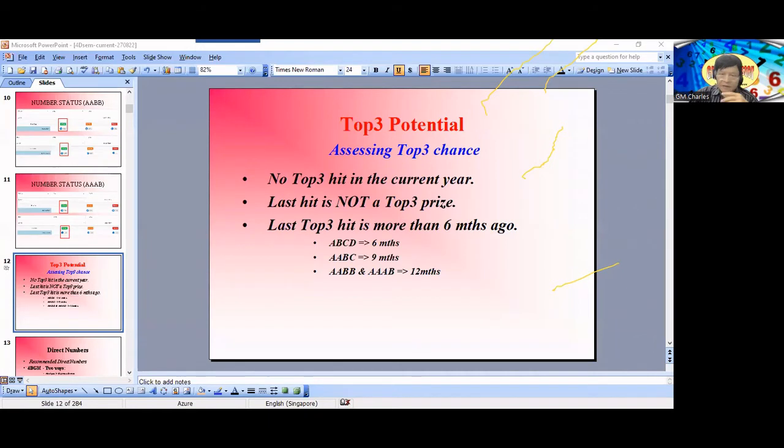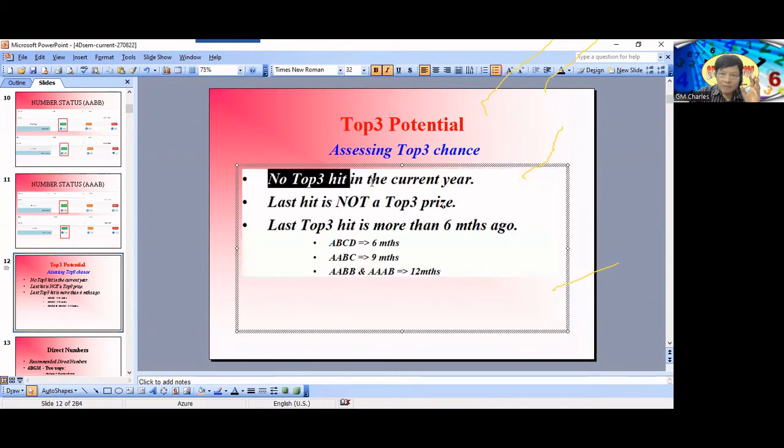So as I said, it is not 100%, but it still gives you a better chance. Now, first of all, you look for a number that has no top 3 hit in the current year. This one is very easy to check, right? Later when I go through the process, I will also mention this. That means this year 2022, no top 3. That's the first criteria you look for.